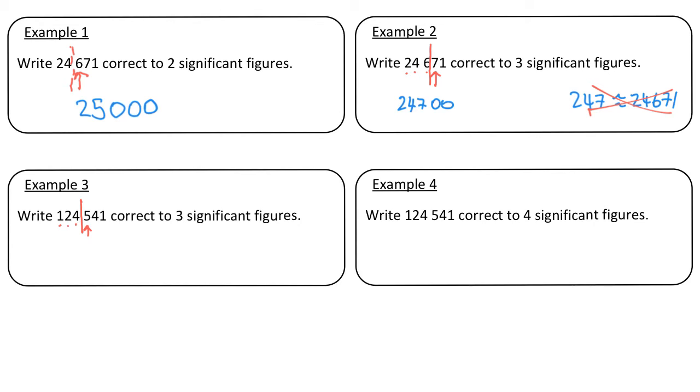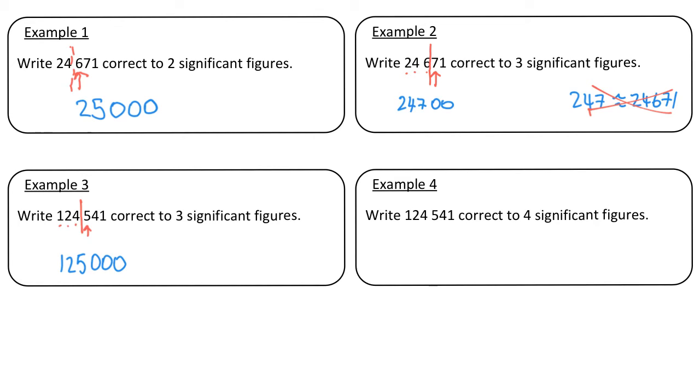So the 124 is going to turn into 125. But again, the original number was 124,541. So we need to put 3 extra zeros to retain the place value. And finally, then example 4.